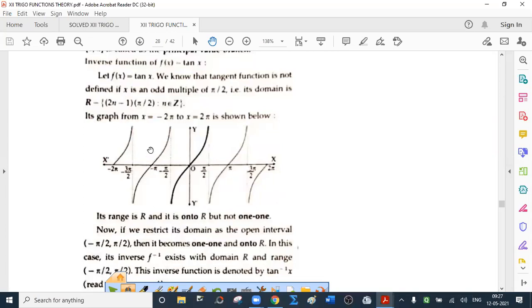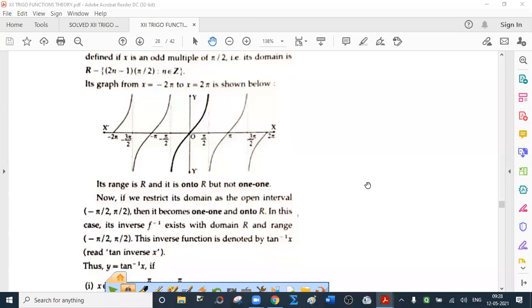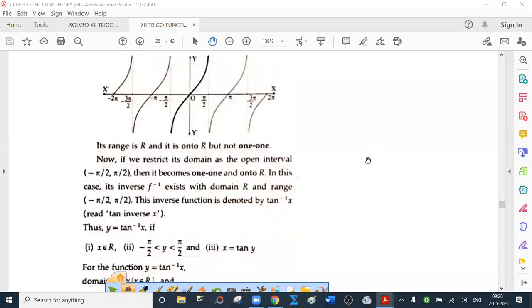Again, I'll tell you the same logic. If you draw the line parallel to x-axis and if it cuts the graph in more than one point, clearly that function is not 1-1, it is many-1, right? If you consider x-axis itself, there are so many points, minus 2 pi, minus pi, 0, pi, 2 pi, all these angles have the same tangent ratio, which is 0. Is that clear? So its range is R and it is onto R but not 1-1.